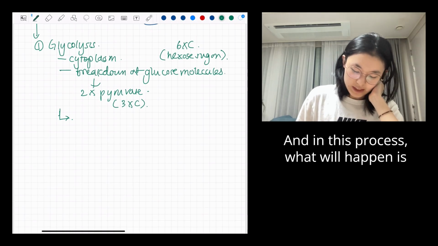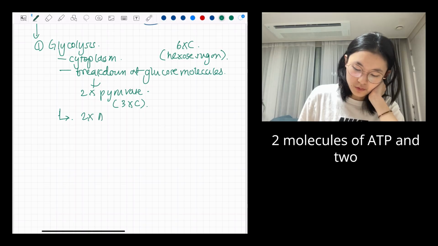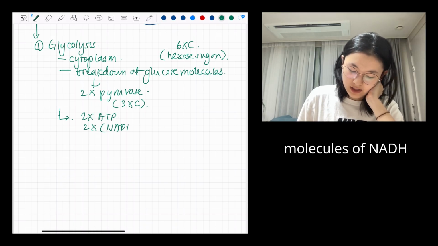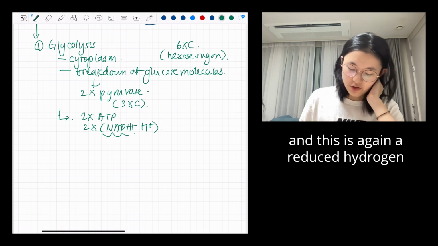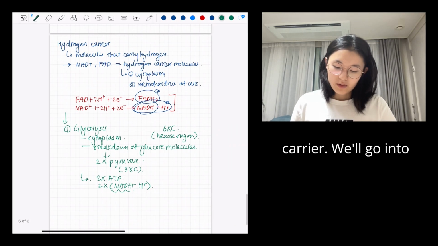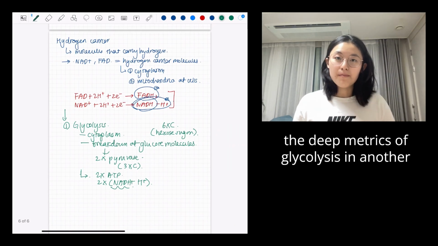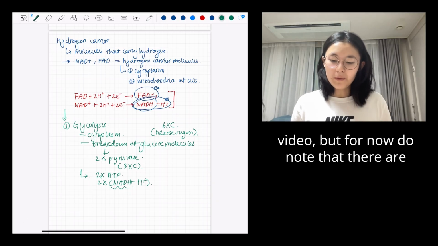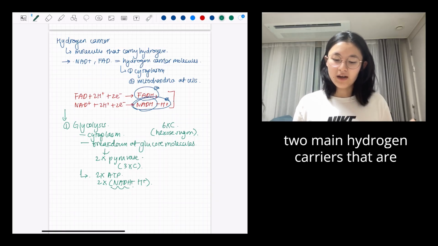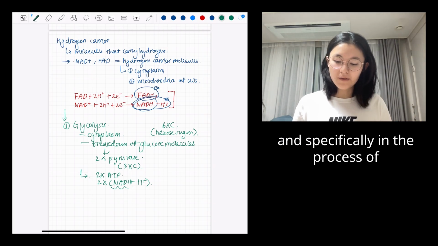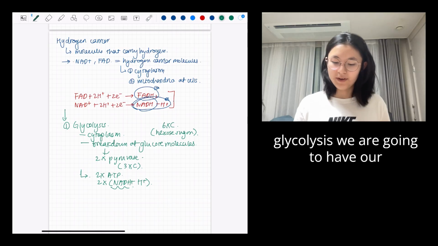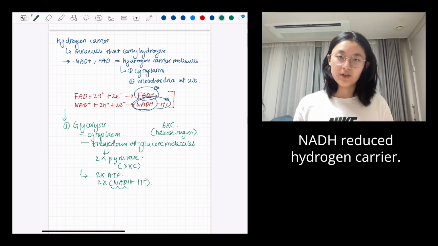And in this process, 2 molecules of ATP and 2 molecules of NADH and hydrogen ion are going to be produced, and this is again a reduced hydrogen carrier. We'll go into the deeper metrics of glycolysis in another video, but for now, do note that there are 2 main hydrogen carriers that are produced in the process of respiration, and specifically in the process of glycolysis, we are going to have our NADH reduced hydrogen carrier.